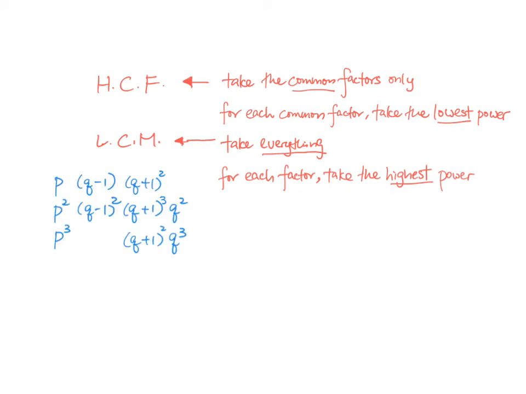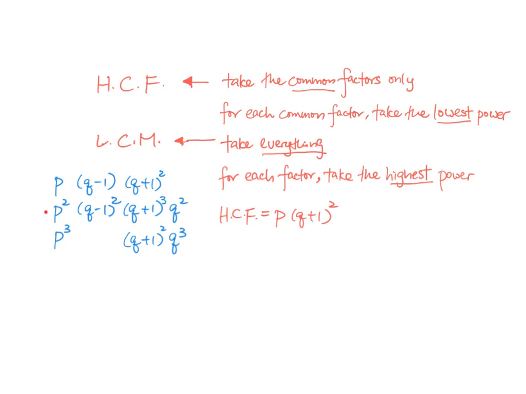So let's say I have 3 sets of polynomial here, 1, 2, and 3 after factorization. And if we want to find the HCF, we would look at the common ones, just this and this, nothing else. And for P, we take the lowest power, that is 1. And for Q plus 1, we take the lowest power, that is 2. So here's the answer.